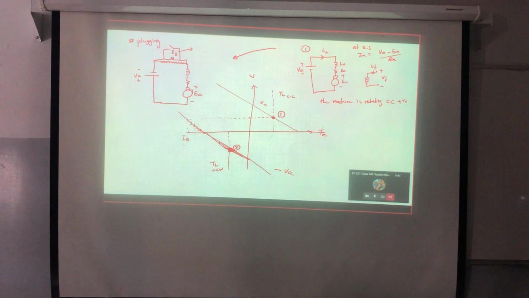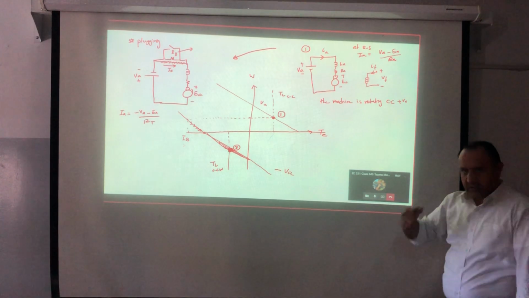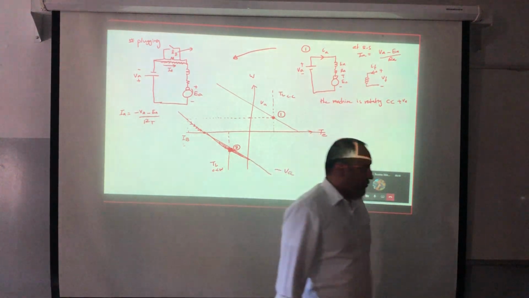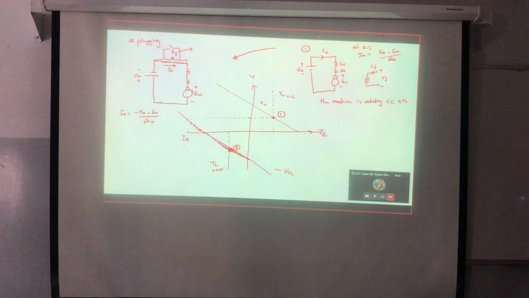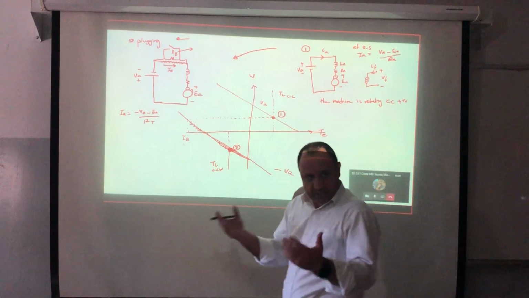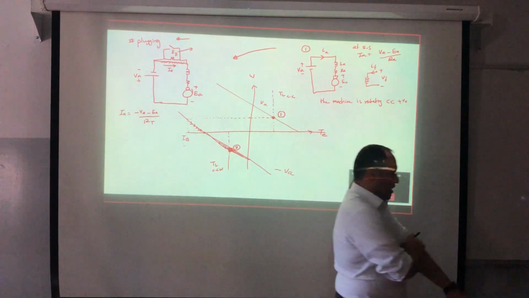Now if I'm specifying the sign like this one, then IA will equal to what? Minus VA minus EA over R total. Here I'm putting R total under the assumption that I can introduce a braking resistance. If I'm assuming the direction of the braking current in the opposite direction, then simply I don't need the minus. You should understand that the plus and the minus is the sense of direction. Good.